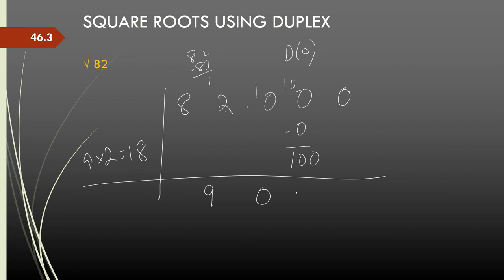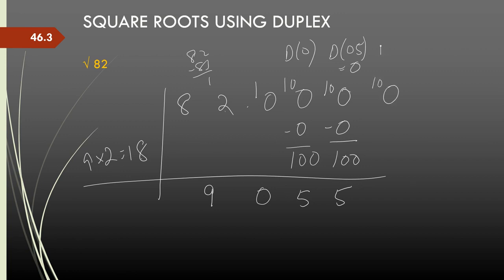Now, 100 divided by 18 gives me 5, that is 90, remainder is 10 again, and here the d is d of 0 5, which is 0. 2 into 5 into 0 is 0. So, minus 0. Again I have 100. 100 over 18 is 5. And if I want more digits, I can continue the process.